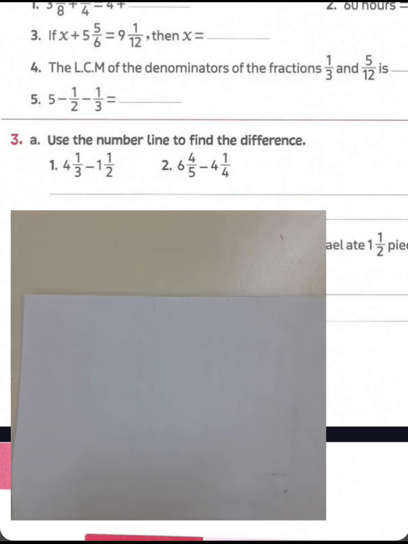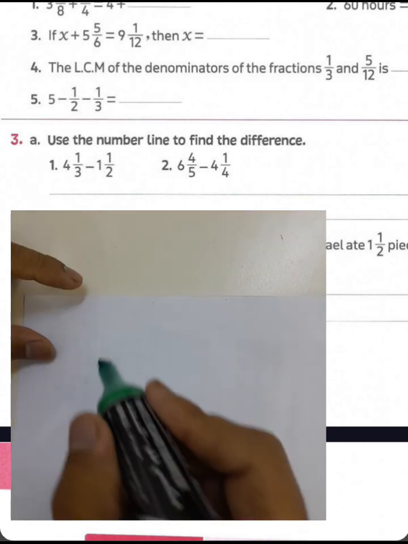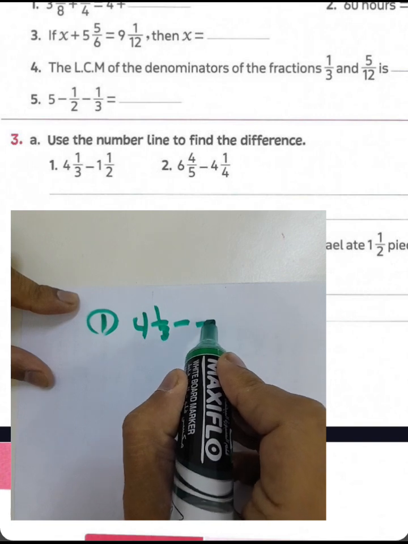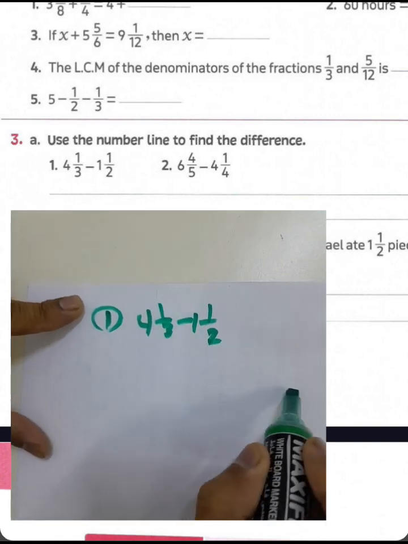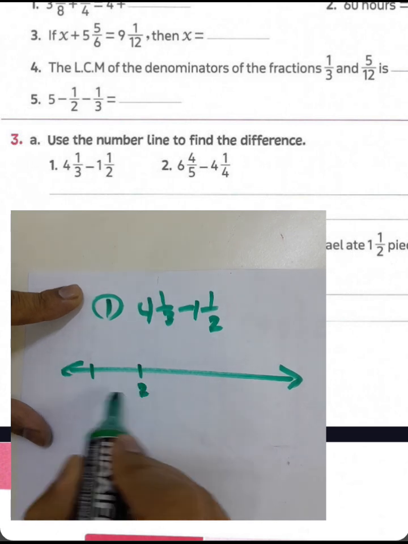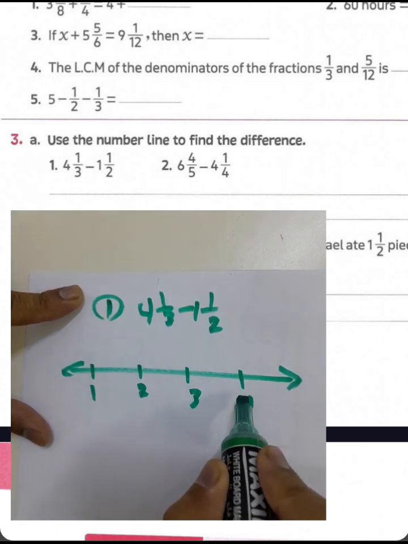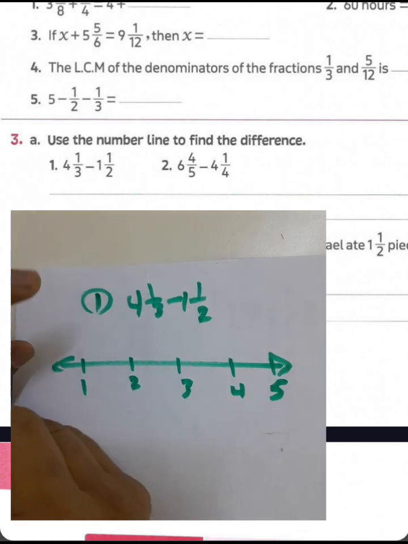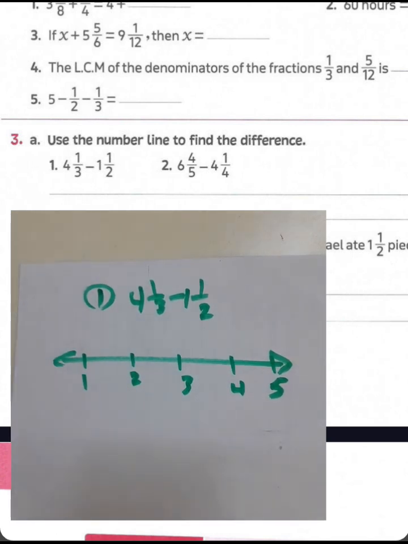Okay, we can solve the example by beginning here from the subtrahend. You must write here about question number 1: 4 and 1/3 subtract 1 and 1/2. Draw a number line here, and 1, 2, 3, 4, and 5. Beginning here from what? You must start at 1 and a half.